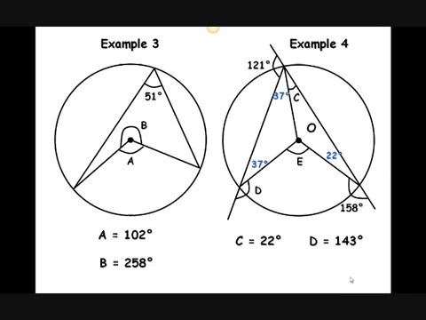So all we're left with now is E. Well, if you look at the top, the angle at the circumference is the combination of 37 and C. So C is 22, so 37 and 22 is 59 degrees. E must be double that, so E is 118 degrees because E is the angle at the centre.